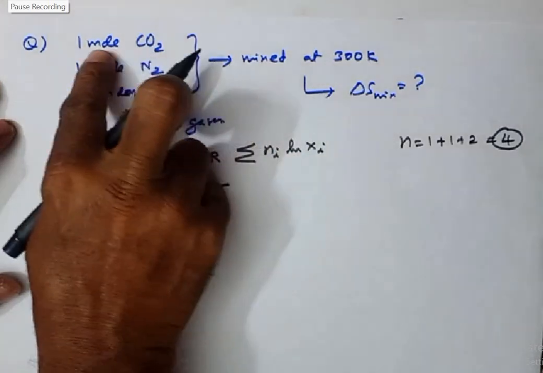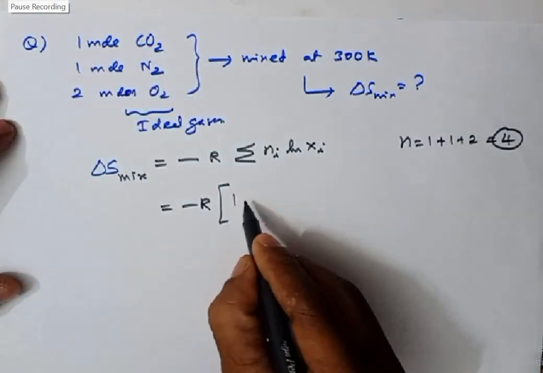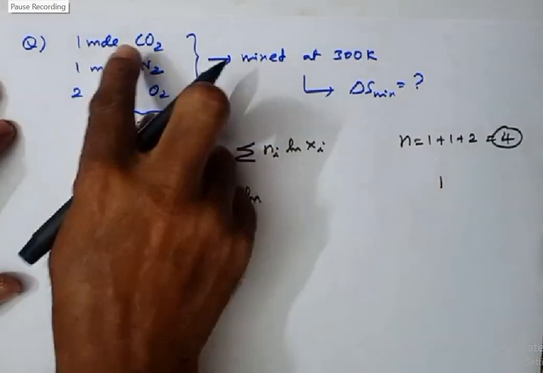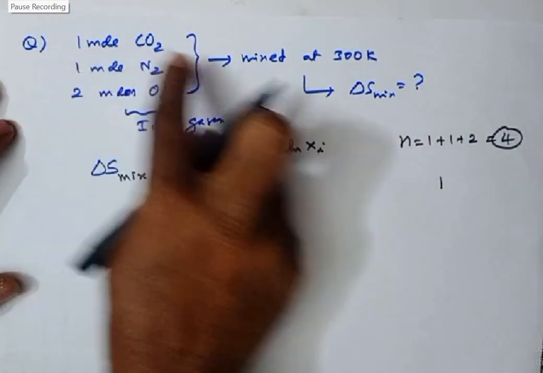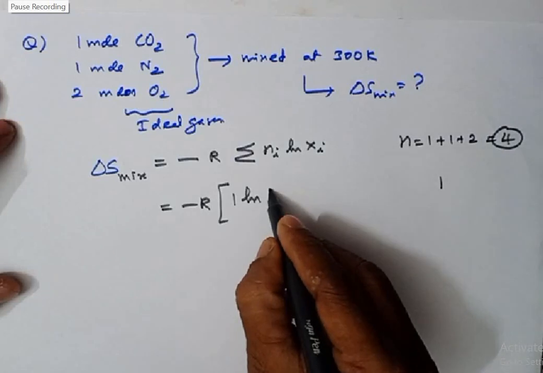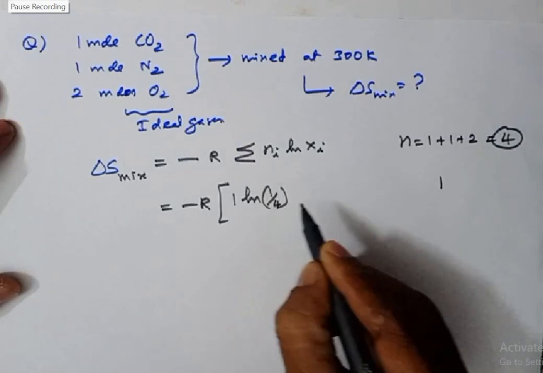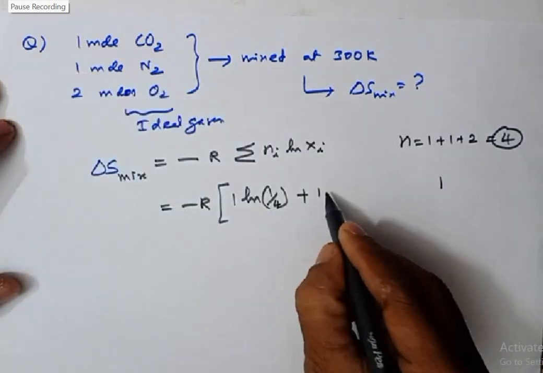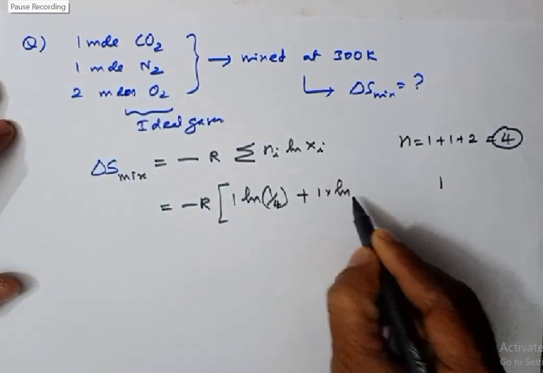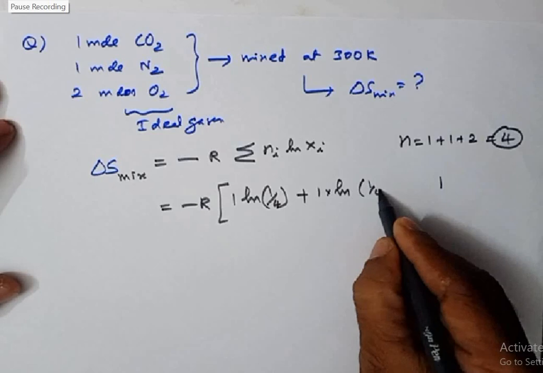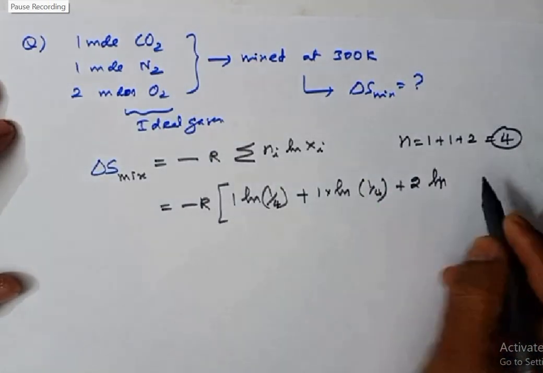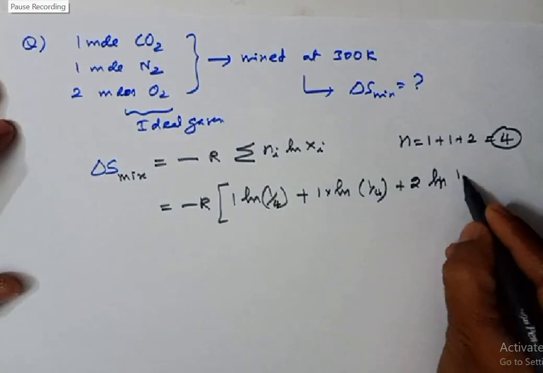First, I'll take the first gas. Number of mole is 1 mole. Ln, what is the mole fraction of first gas, CO2 gas? We have 1 mole and total number of moles 4, so 1 by 4. Plus, summation is there, so plus. Next, 1 into ln 1 by 4. 1 by 4 again. Plus 2 into ln 2 by 4, which is 1 by 2.